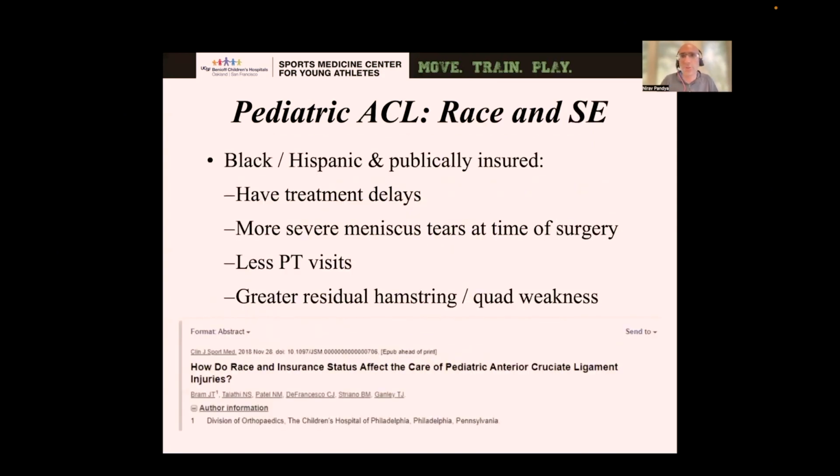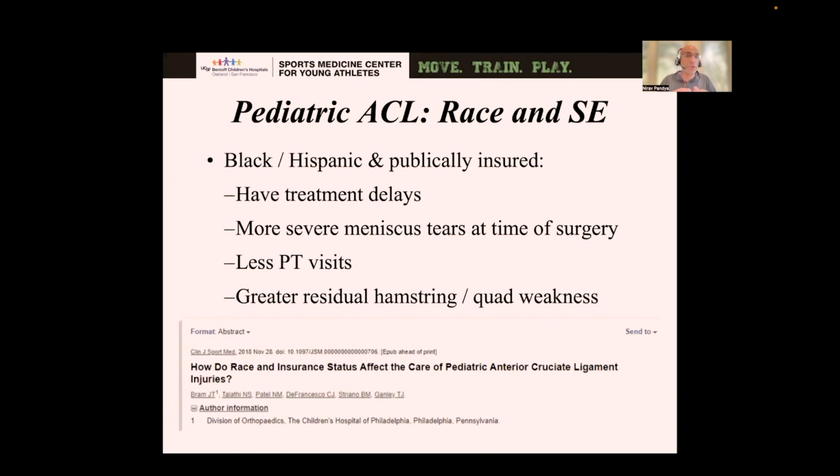We look at race and socioeconomic status, not just simply insurance. This is a study that was done at Children's Hospital Philadelphia, and they looked at Black and Hispanic and publicly insured patients. They found that these groups of individuals had treatment delays, they had more severe meniscus tears at the time of surgery, they had less physical therapy visits, and had greater residual hamstring and quad weakness.